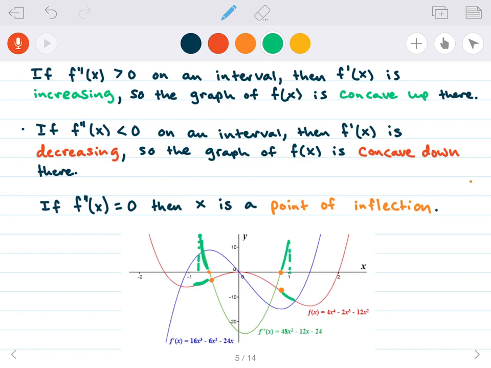Now, wherever the second derivative is negative, the graph should be concave down. And we can see that it's negative when it's below the x-axis. And so this whole portion right here is going to be negative, and therefore the graph of f of x should be concave down on that interval. And we do see that this is the case. All right, it's concave down right there.